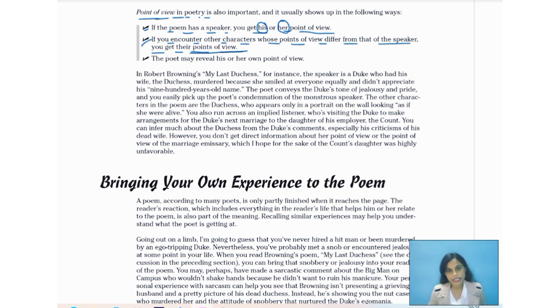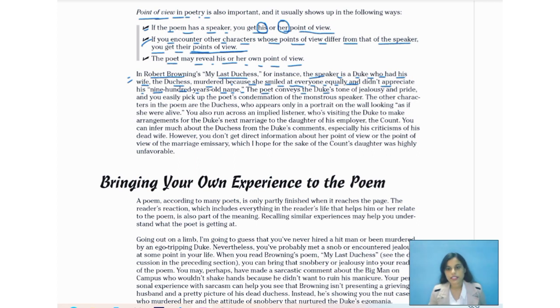The third thing that you can consider is the poet may reveal his or her own point of view. So in the poem itself, the poet may reveal his or her own point of view. Like, for example, they have given in Robert Browning's My Last Duchess. For instance, the speaker is a duke. Duke means king, who had his wife, the Duchess, murdered because she smiled at everyone equally and didn't appreciate his 900 years old name. So just because she was a duchess and she used to smile the same way with everyone, she was murdered.